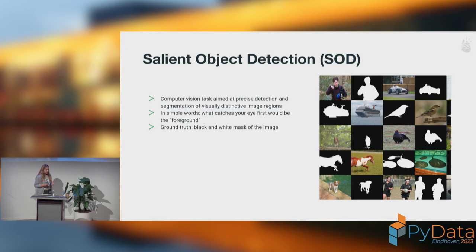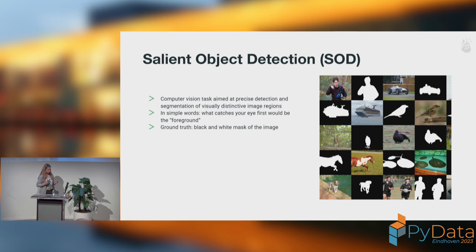Basically, it's very human-oriented in the definition, such that you would want to detect what the human eye catches first, versus the background. So let's say you have a person. It's going to be the first thing that catches your eye, and the forest will be the background. And with all of the other pictures, it's like that as well. So the ground truth for this task would be an image, the original one, and then the black and white mask, where black is the background, white is the foreground.